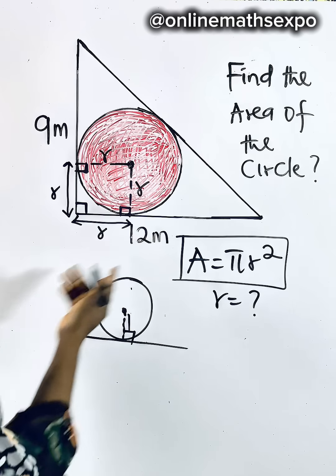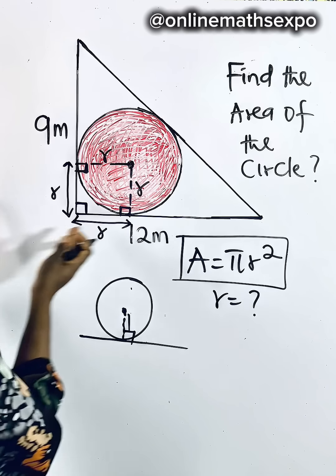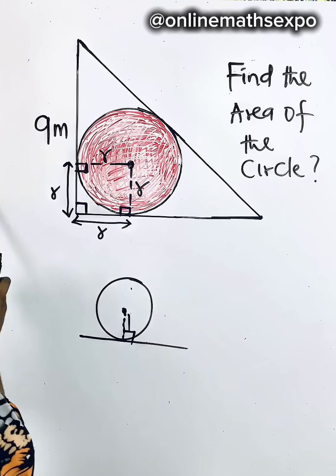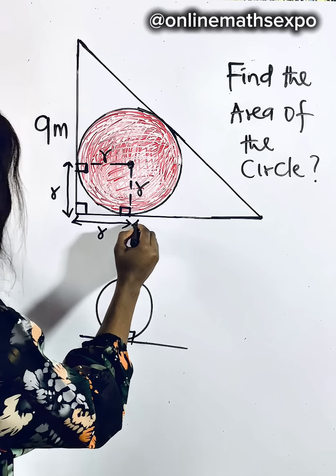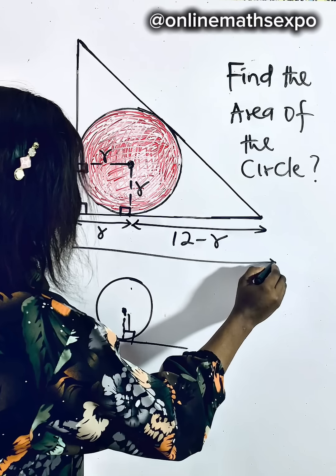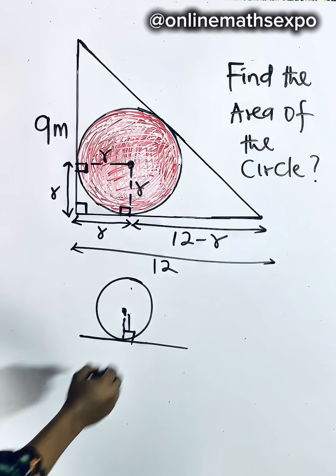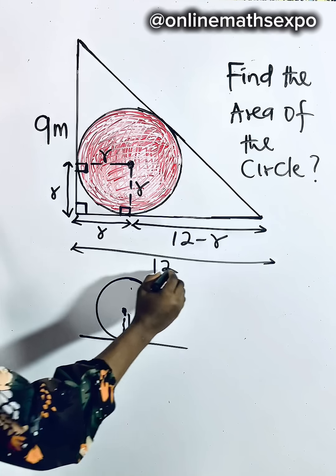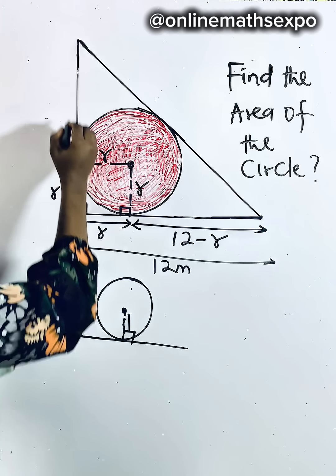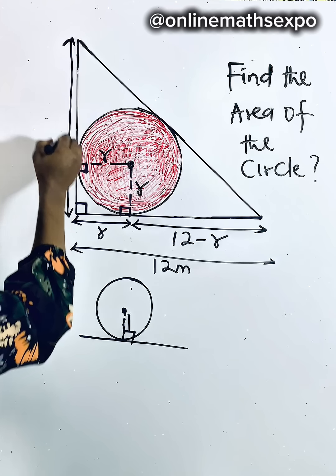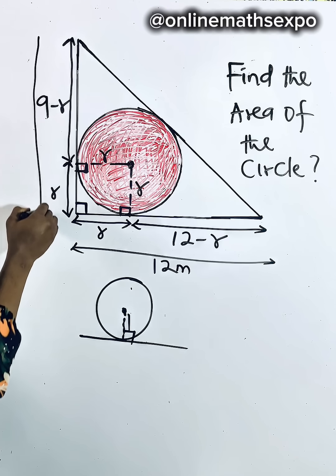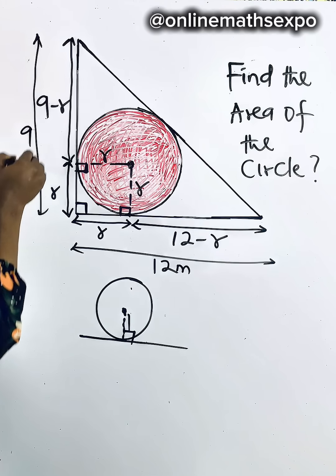Now, we are going to adjust this length. Remember, the total length here is 12. So to do that, this is what we have. If from here to here is r, the remaining length is going to be 12 minus r, so that when you add the whole length together, it gives you back 12 units. Go back to this. You can also adjust this. From here to here is going to give us 9 minus r, so that when you add the whole length together, it gives you back 9 units.